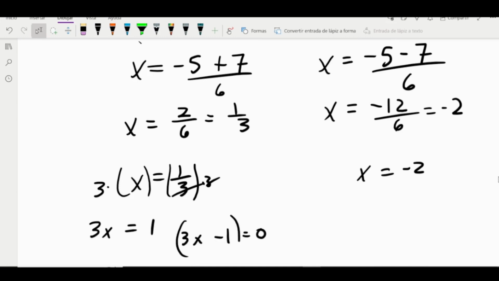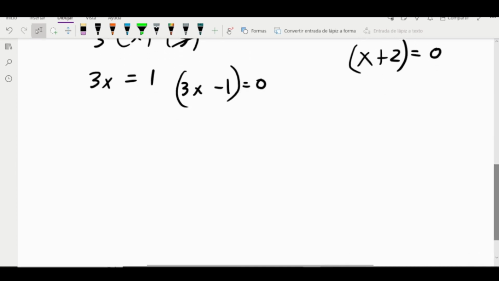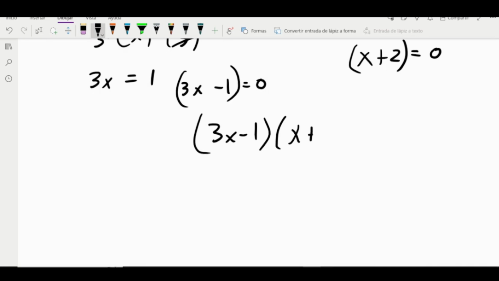Okay, so we can take this expression here. And for the other one, it's simple: we only move the minus 2 to the other side, equals 0. So it's going to be x plus 2 equals 0. We take this expression, and that's it. The factorization for this one is 3x minus 1 times x plus 2. And that's it. Okay, I'm going to stop here, and we continue next time. Bye bye, have a good one.